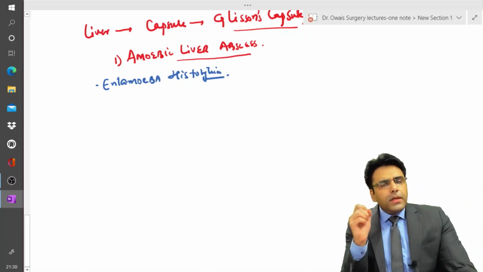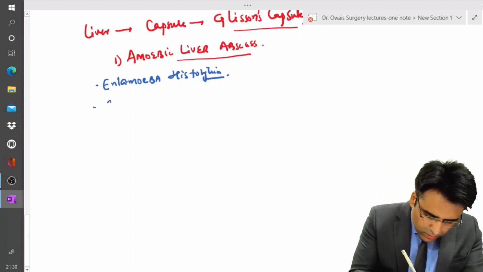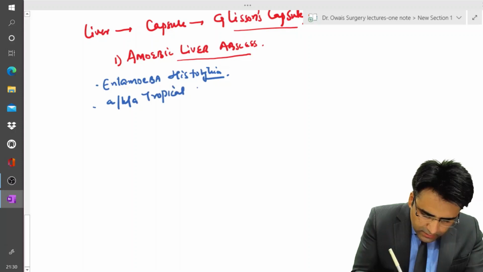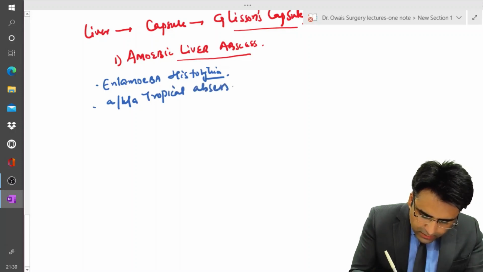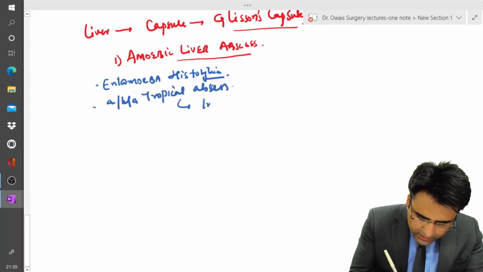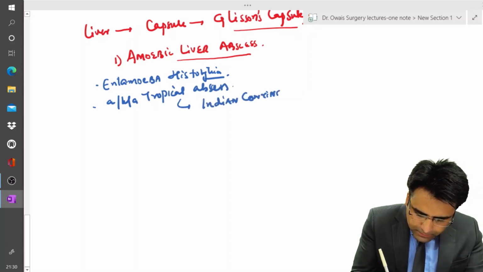Now, this amoebic liver abscess is also called tropical abscess. Why? Because it is more common in the Indian subcontinent and Africa.